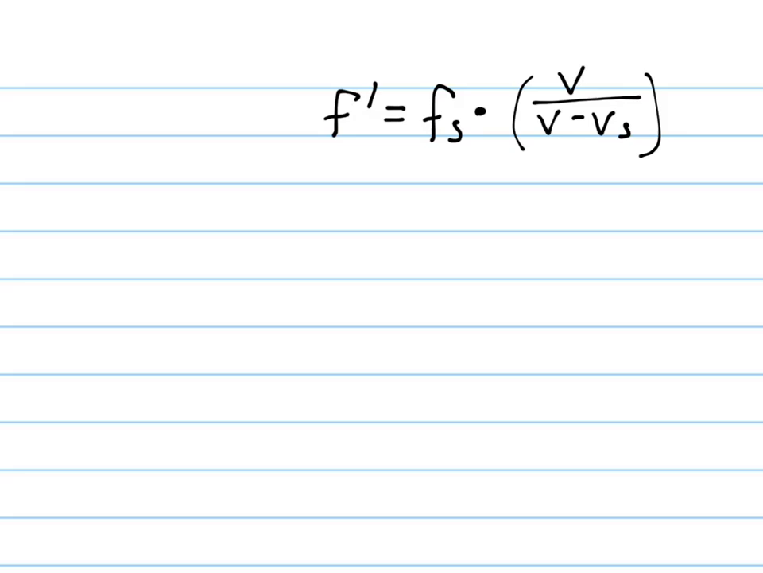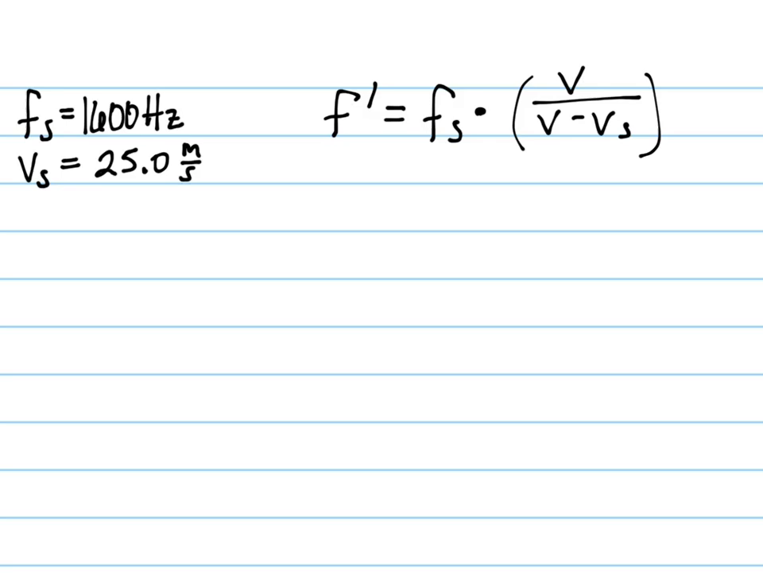As far as the information that we're given in the original problem, the frequency of the source, the original frequency, is 1600 hertz. The police car, so Vs, speed of the source, is 25 meters per second. And then we've got the temperature, 20 degrees Celsius.